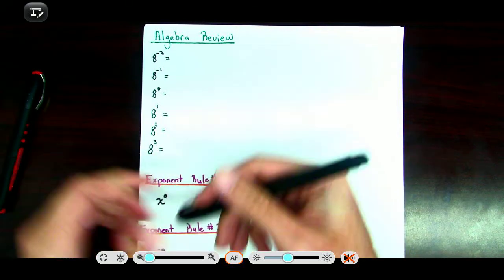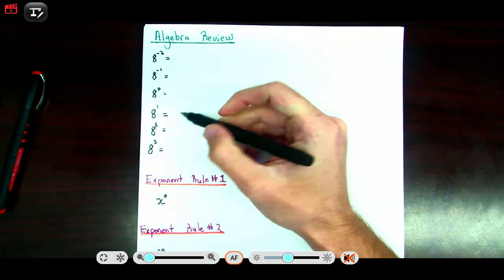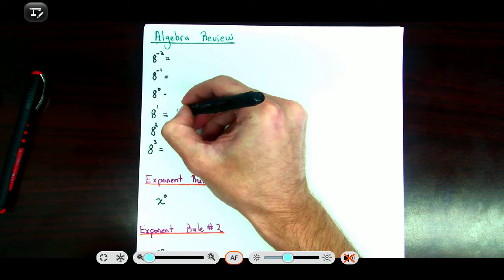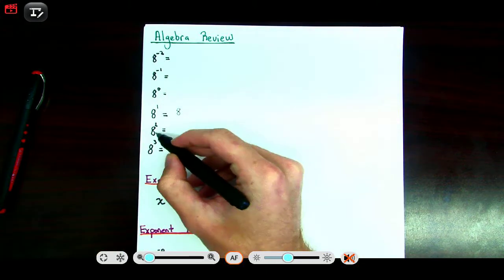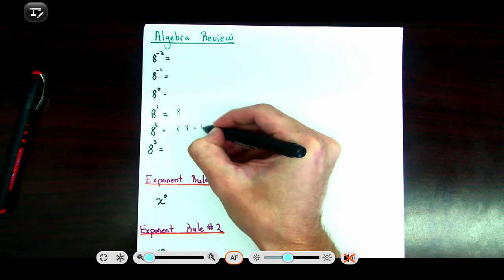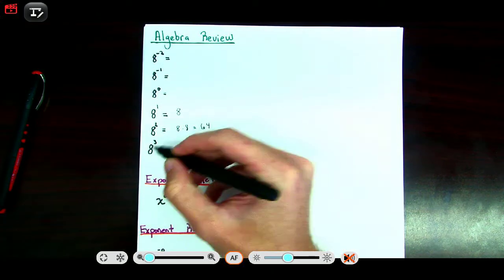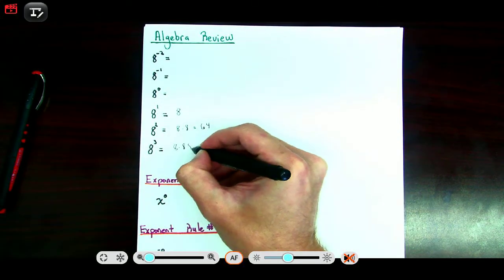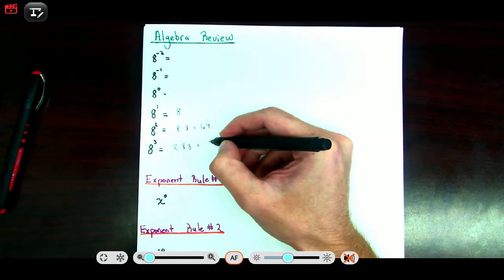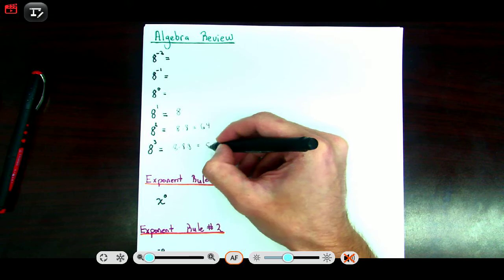If we look at these notations here, let's focus on this one. If we say 8 to the 1, we're just saying that this is just 8, right? If we say 8 to the 2, we're saying 8 times 8, and that is 64, right? If I say 8 to the 3, we're saying 8 times 8 times 8, and that is, what is it? 512? I have no idea.